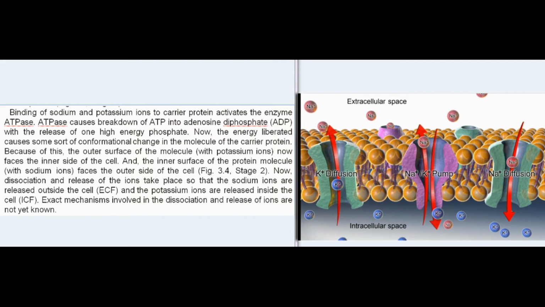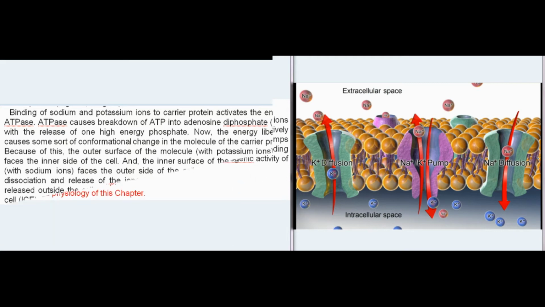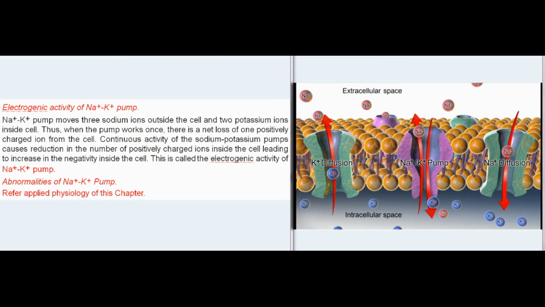Electrogenic activity of the Na+-K+ pump. The Na+-K+ pump moves 3 sodium ions outside the cell and 2 potassium ions inside the cell. Thus, when the pump works once, there is a net loss of 1 positively charged ion from the cell. Continuous activity of the sodium-potassium pump causes reduction in the number of positively charged ions inside the cell, leading to increase in the negativity inside the cell. This is called the electrogenic activity of the Na+-K+ pump. Abnormalities of the Na+-K+ pump: refer to applied physiology of this chapter.